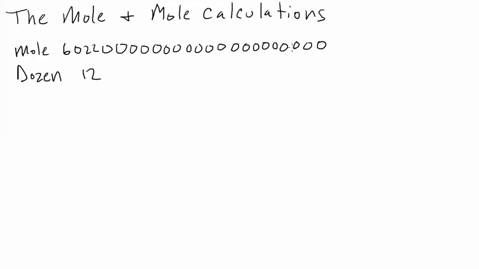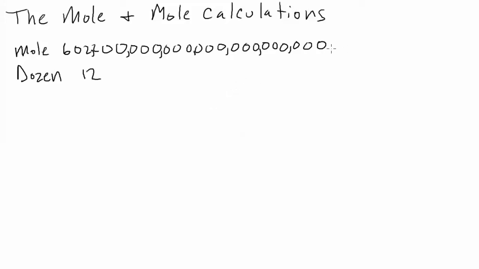So let's see. That would be thousand, million, billion, trillion, quadrillion, quintillion, sextillion. So a mole is 602 sextillion, 200 quintillion. That's what a mole is, and it's just a ridiculously huge number. But again, it's just a number that we can use to count things.